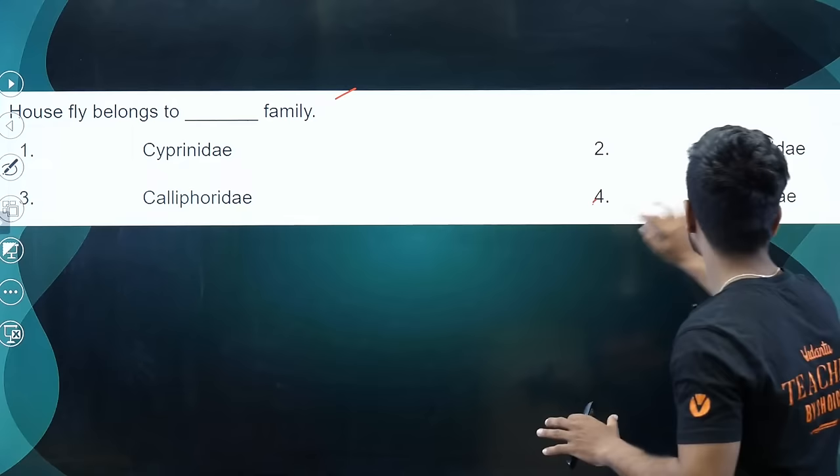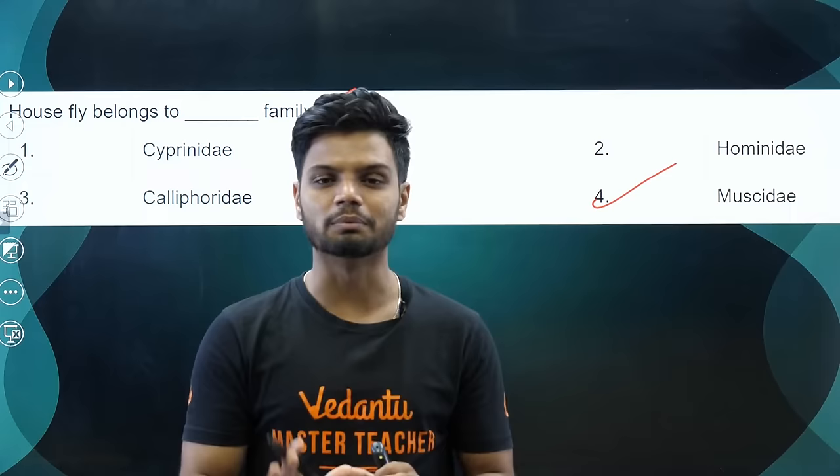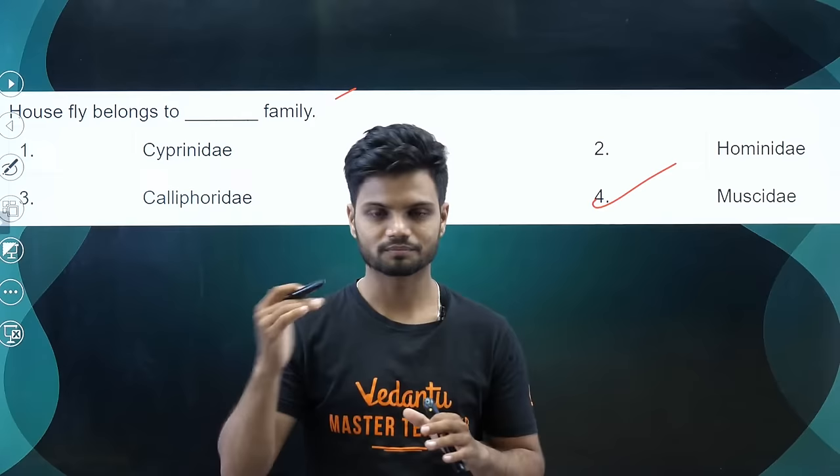See, students, from that particular table, you can expect multiple questions. Similarly, you can expect questions from your taxonomic category as well as your order. Done. Apart from that, in this chapter, questions will not come from anywhere. That's it.